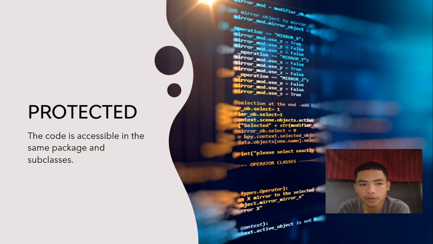The last one is protected. The code is accessible in the same package and subclasses. So protected is accessible in the same package again and subclasses. So that's all the access modifiers in Java.